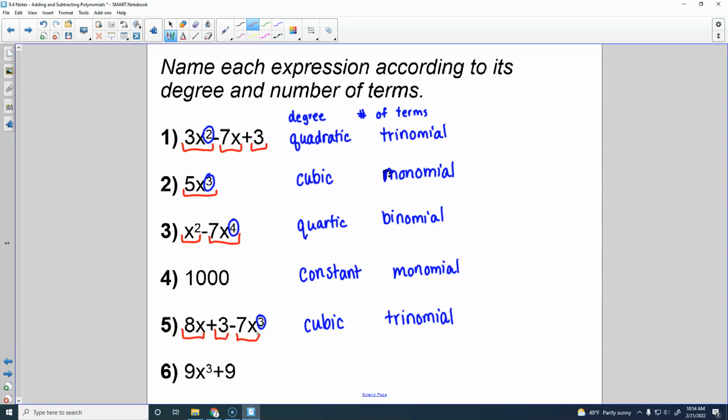All right, Vince, help me out on that number 6. Very good. Cubic binomial.